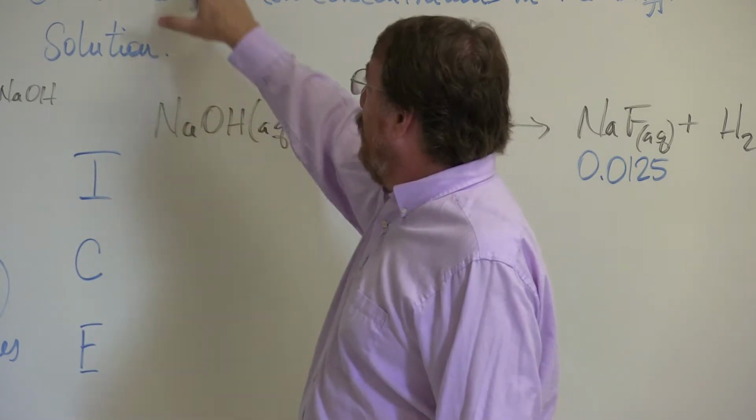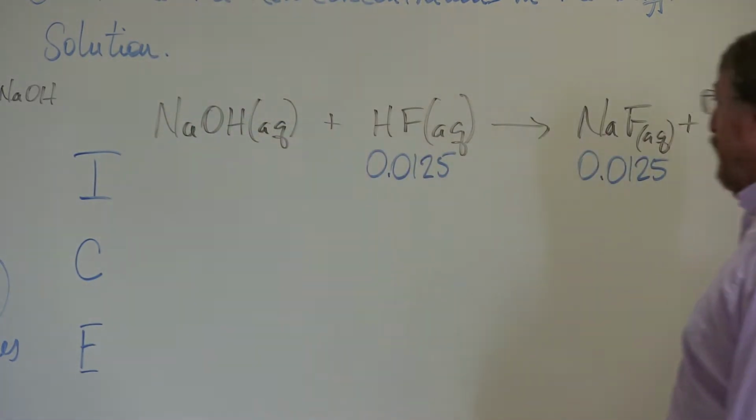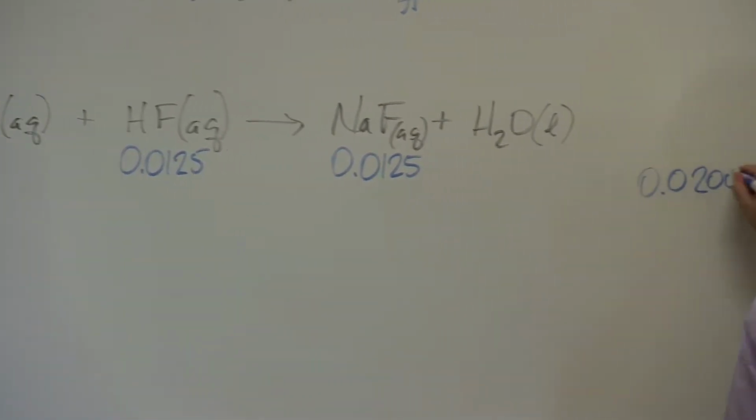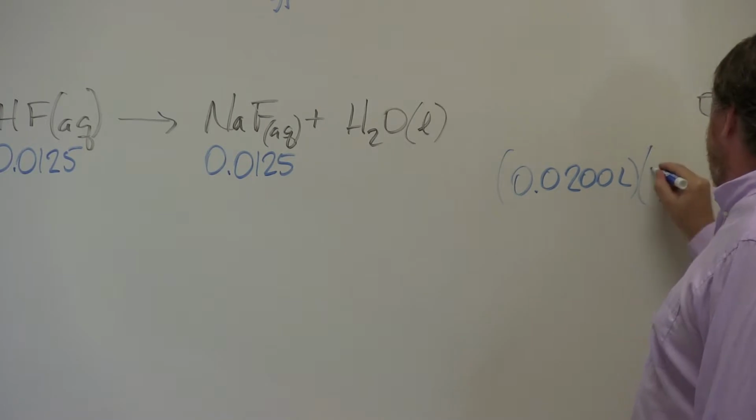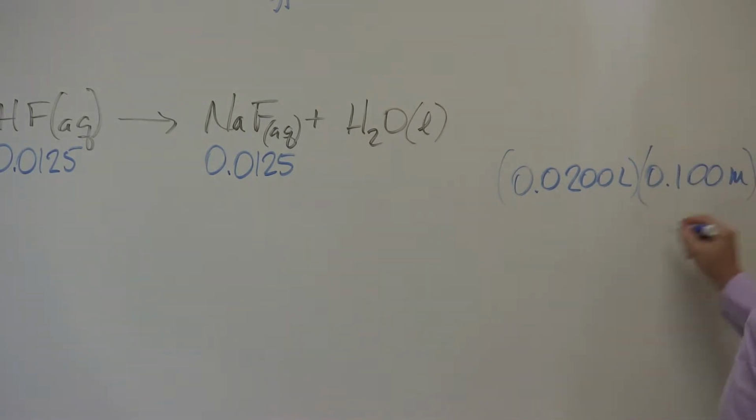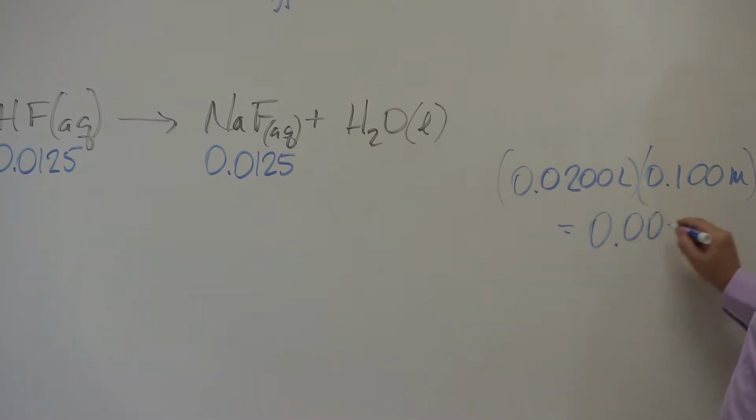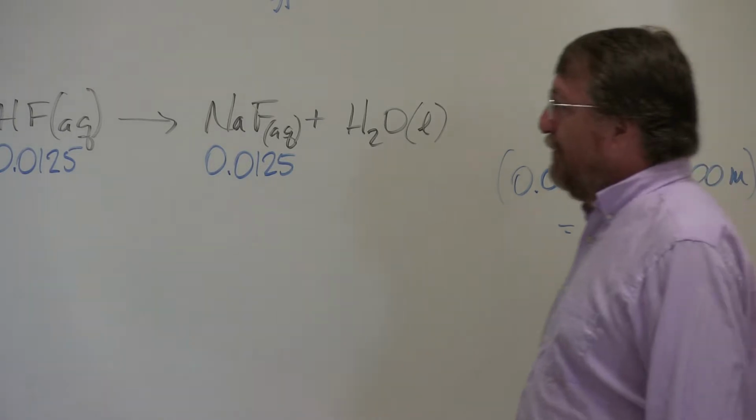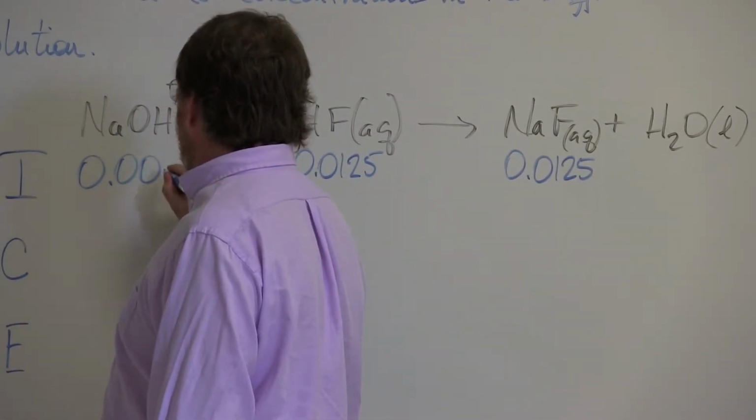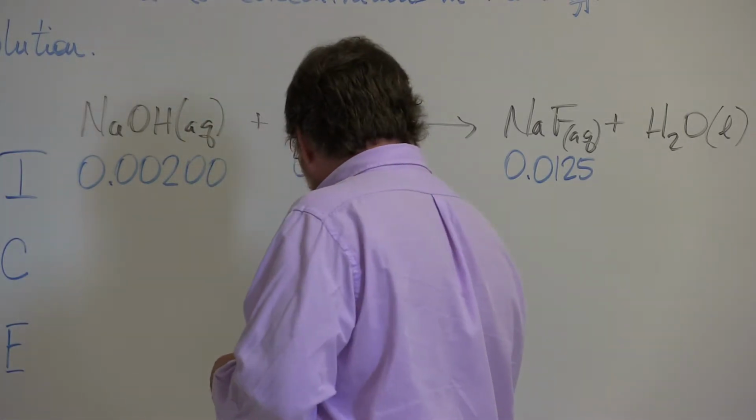Now, NaOH was 20 milliliters of a 0.1 molar solution. So we're going to have 0.02 liters times 0.1. Multiply those together, and we get 0.002. So my initial moles of sodium hydroxide is 0.0020. Actually, 0.0020 would be the right number of significant figures.